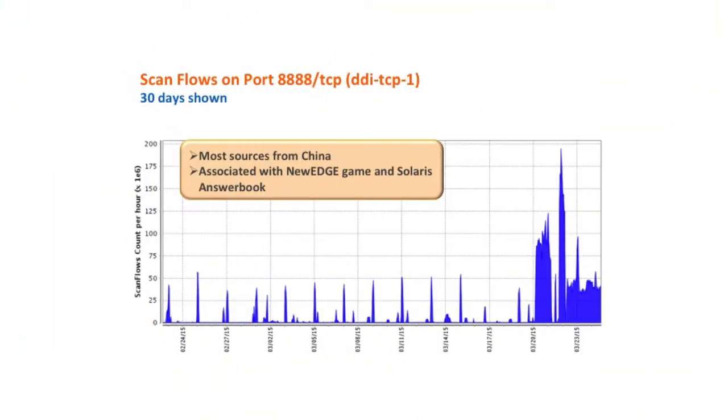This one is associated with a couple of different applications: New Edge Gaming, Solaris Answer Book. We were discussing how old Solaris Answer Book is. I had seen a vulnerability from, I think, 2000, where they had an authentication bypass. I don't think they're targeting Solaris Answer Book here. That's just me. I think that's a good gamble. You can place your bets on that one.